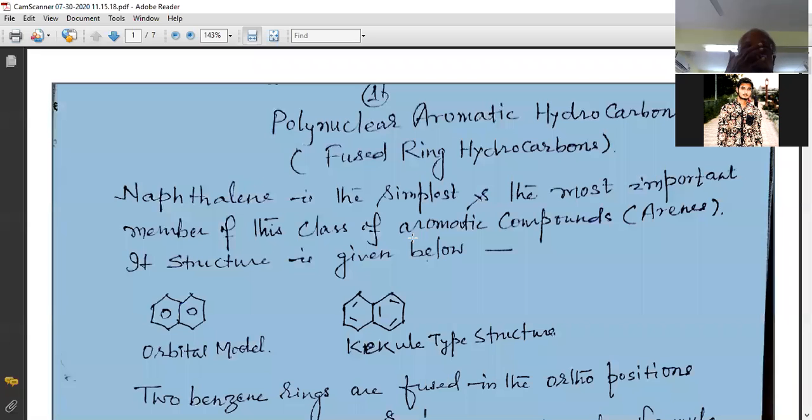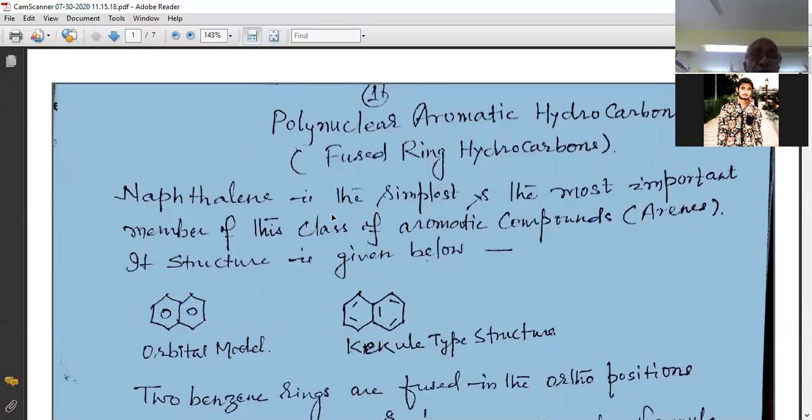Today's topic is polynuclear aromatic hydrocarbons. Polynuclear, as the name indicates, means more than one ring. When two benzene rings are fused together, or three, or four benzene rings are fused together, it is known as a polynuclear aromatic hydrocarbon. Or we can say these are the fused ring hydrocarbons.